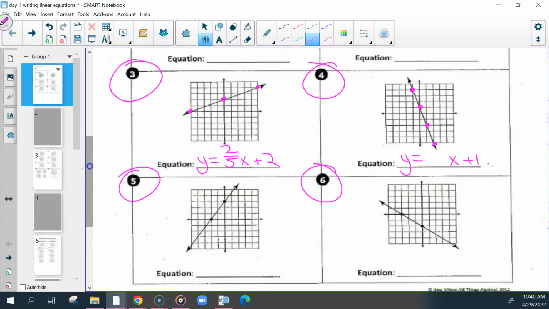From there, we have to count down and to the right. Because down is a negative, our slope is going to be negative, and right is positive. What would our slope be? Negative 3. So our equation would be y equals negative 3x plus 1. Questions on that?